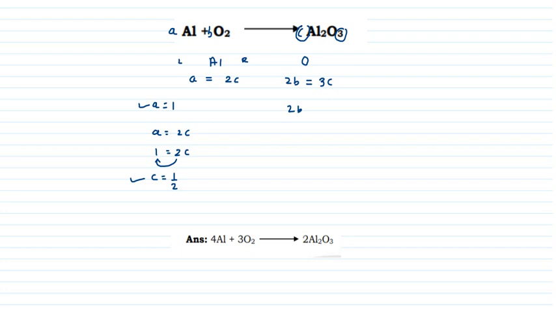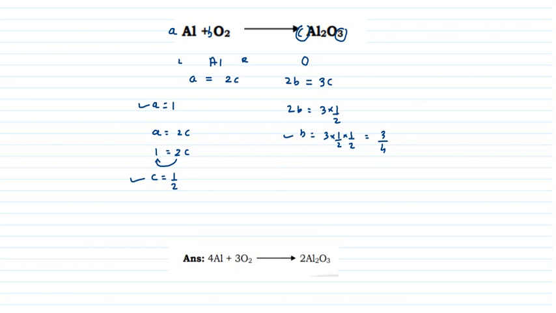2B is equal to 3 times C, which is 1 upon 2. Then B is equal to 3 into 1 upon 2. This 2 will come into the denominator, so we will write 3 upon 4. Okay, so we got all the A, B, C values.